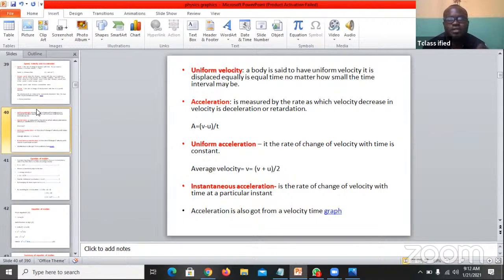Okay, we have acceleration, which is the measure of the rate at which velocity changes. We talk about acceleration when the speed is increasing, but when it's going down, we talk about retardation or deceleration. Okay, so acceleration is equal to the change in velocity over time. Then uniform acceleration: the rate of change of velocity with time, when it's constant, then we'll talk about uniform acceleration. We also have instantaneous acceleration, the rate of change of velocity with time at a particular instant.